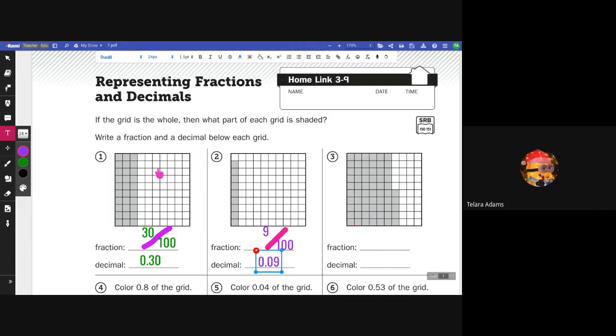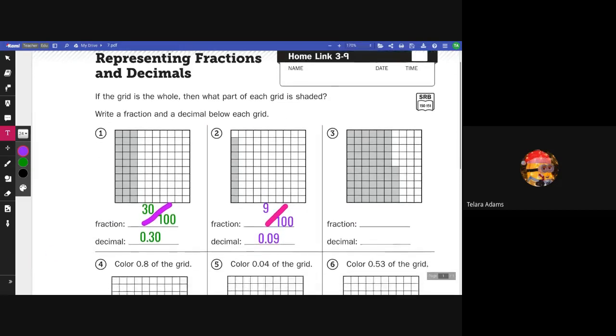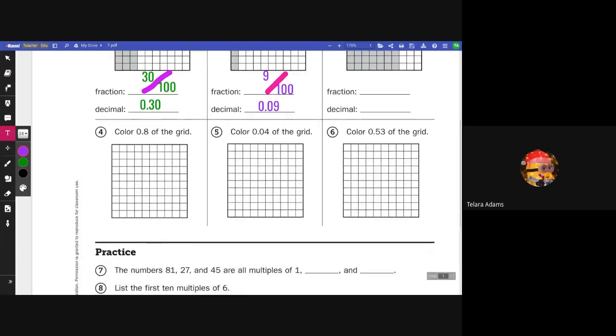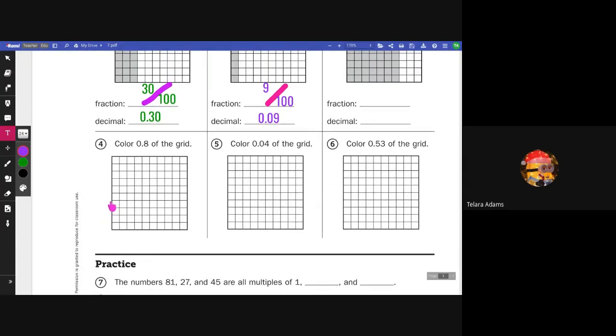On your own, go ahead and complete number 3. On your own, write a fraction and a decimal below the grid for number 3, just like we did for 1 and 2. For number 4, 5 and 6, you don't have to write the fraction today. Just color the amount that's listed. Color the decimal that's listed.